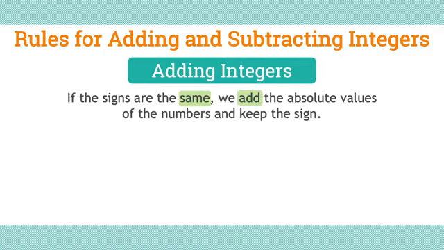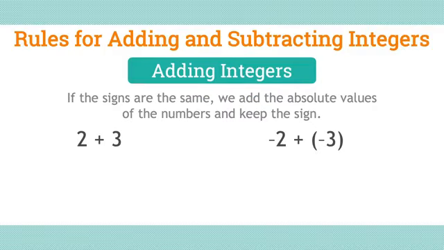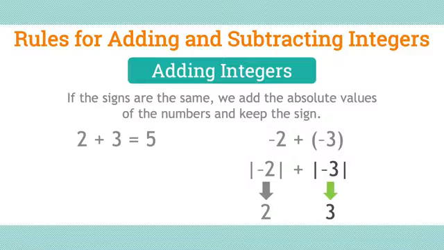Alright, back to our rule for adding integers with the same signs. Let's look at a couple of examples to see this rule in action. In both of these problems, the signs are the same. Positive in the first problem and negative in the second problem. So, to find the sums for these problems, we first need to add the absolute values of the numbers. Of course, you already know that 2 plus 3 equals +5 since the numbers we're adding are positive. For the problem -2 plus -3, we add the absolute values of the numbers, 2 plus 3, to get 5. Then, since both signs are negative, the answer is -5.